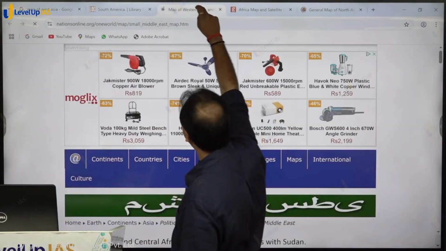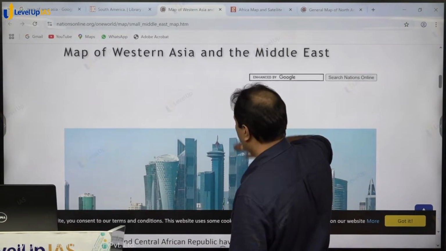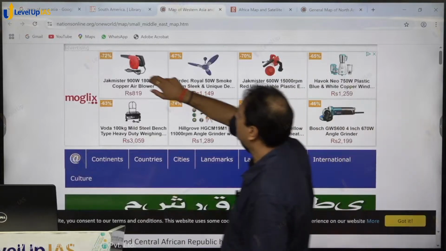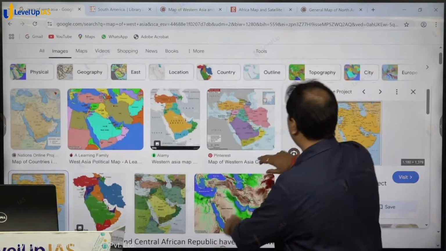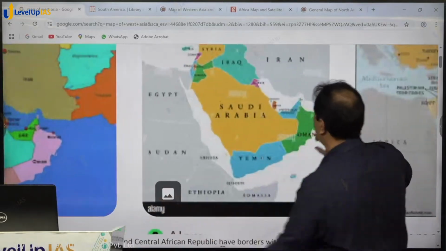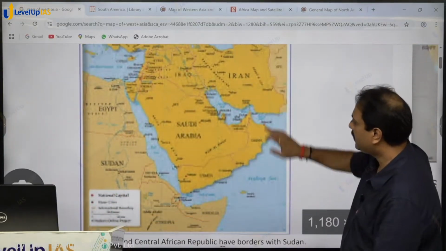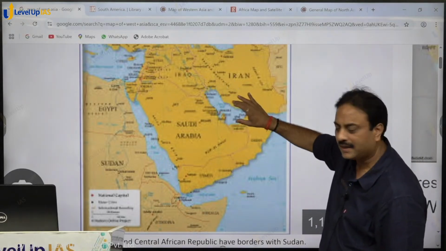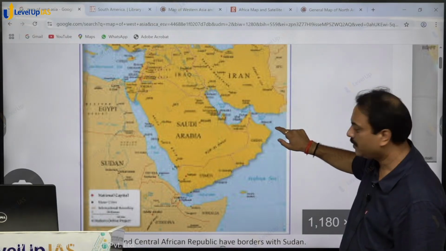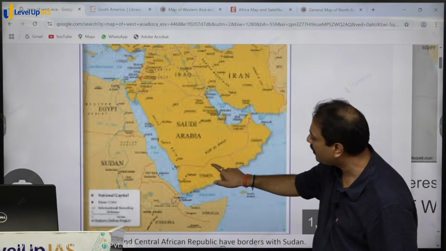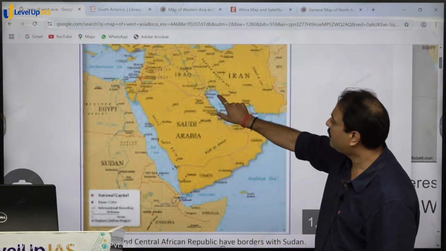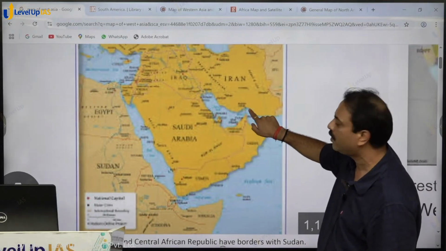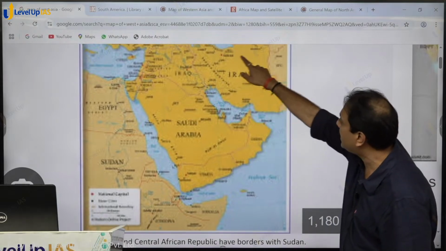We opened this map. Chabahar port is not located over there. This is West Asia. This is Persian Gulf, right? Here it is Gulf of Oman. This is the country Oman, and here you have the country Yemen. So Persian Gulf is connected to Gulf of Oman, and this water body over here is Strait of Hormuz, right?